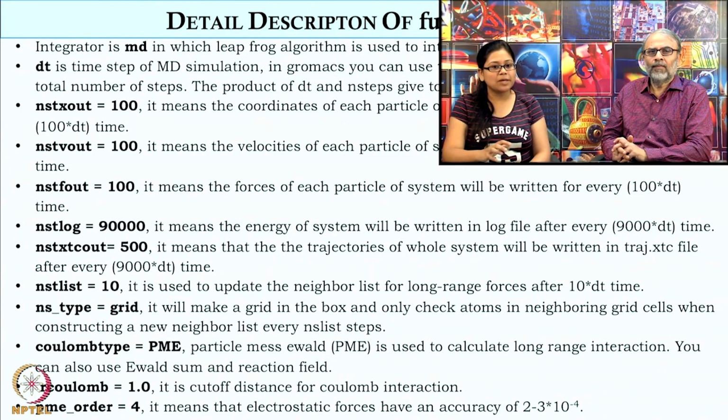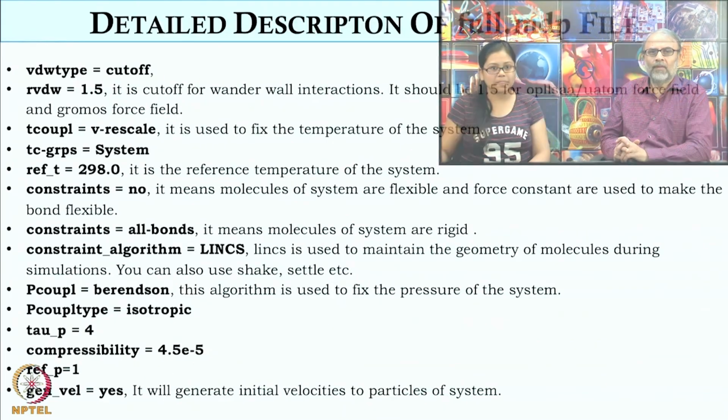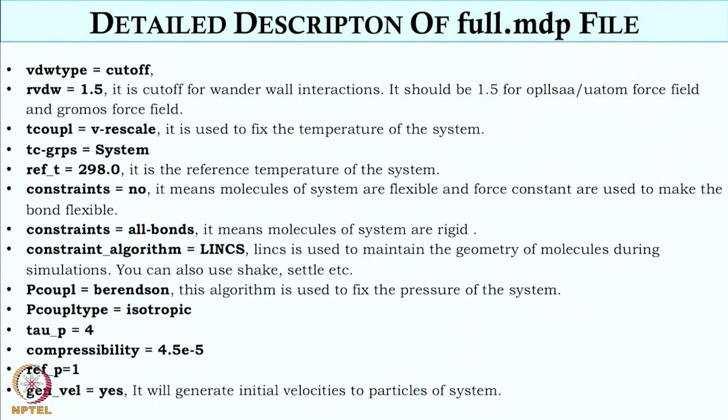Then Coulomb type is PME, that is the long range electrostatic interaction will be Particle Mesh Ewald. Then we are using Coulombic cutoff as 1 nanometer. And PME order is the interpolation order for the electrostatic interaction, which is taken as 4. Then there is van der Waals type. Here also we are using cutoff for van der Waals interaction, that is 1.5 nanometer.